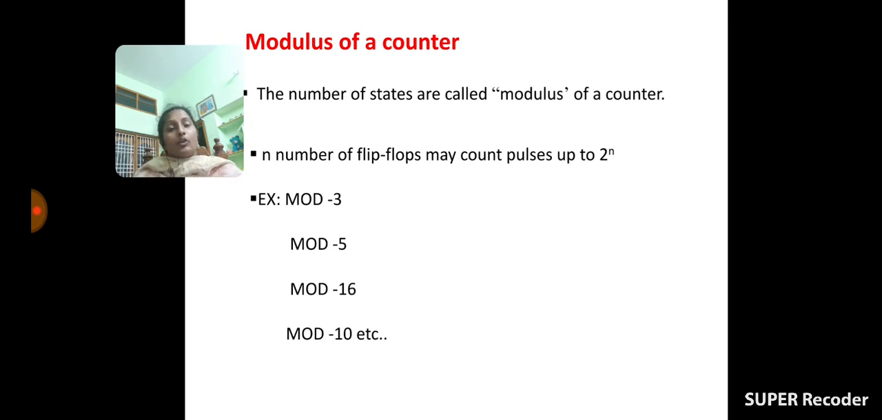Okay. And how many flip-flops are required? It depends upon 2 to the power of n is equal to the mod. Mod 16 means 16, so by replacing n with 4, we get 16. So a mod 16 counter requires 4 flip-flops.